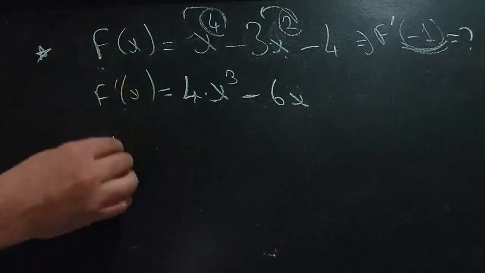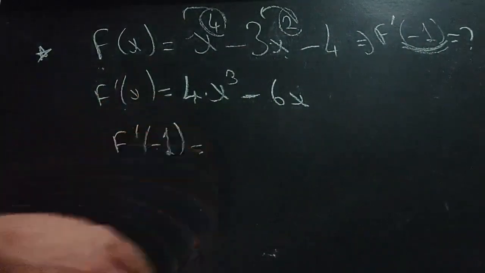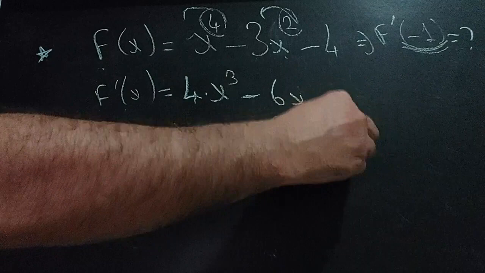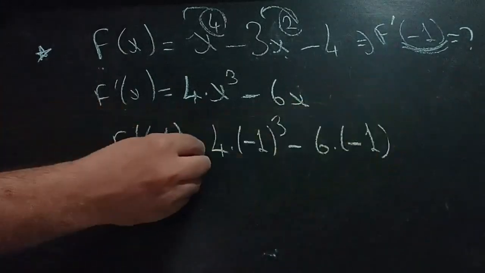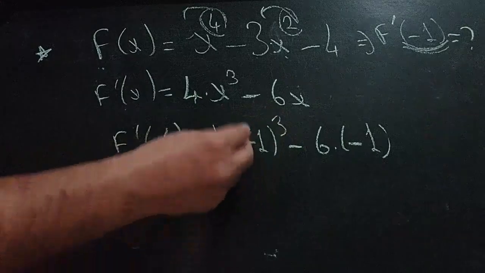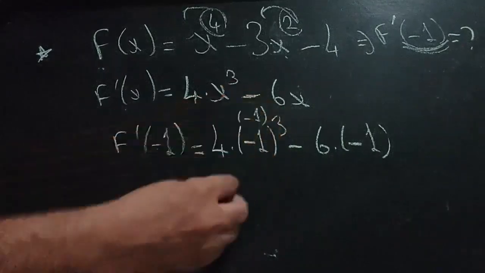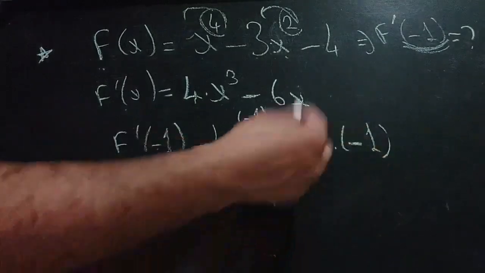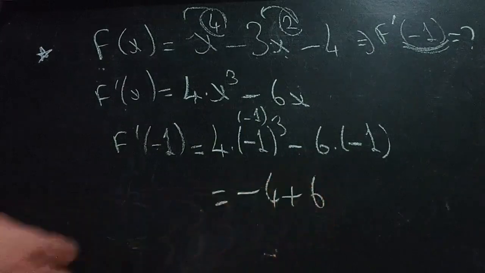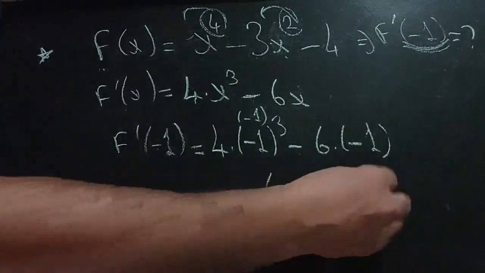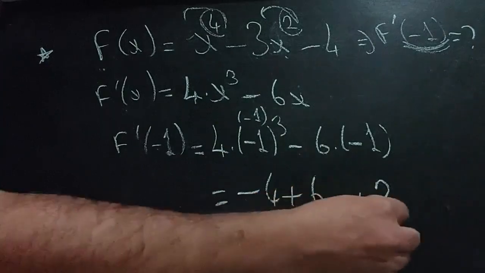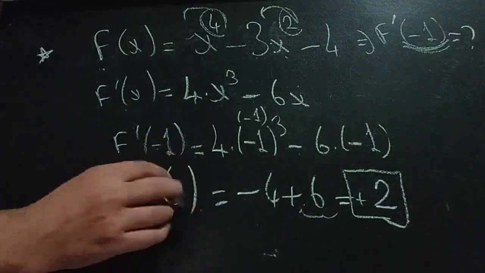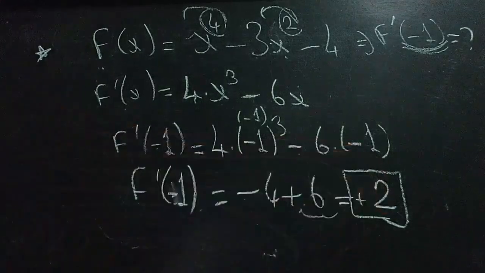You are going to put negative 1 instead of x. So that is going to be 4 times negative 1 cubed minus 6 times negative 1. From there, negative 1 cubed is going to be negative 1, 4 times negative 1 is negative 4. Negative 6 times negative 1 is going to be positive 6. From integers, opposite signs subtract from each other, use the bigger number's sign, which is positive. So the derivative at negative 1 is going to be 2.